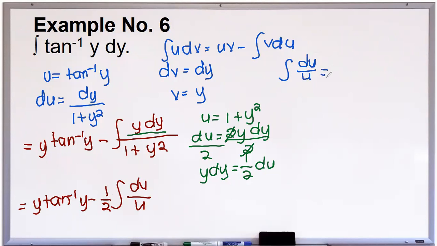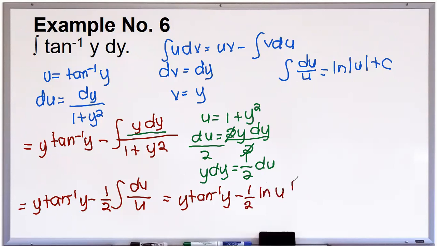Sige nga kung naalala nyo. Okay, so the integral of du over u, that's ln of u plus c. Okay, so which means this is y arctan of y minus 1/2 ln of u plus c.